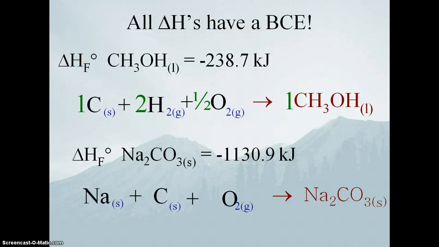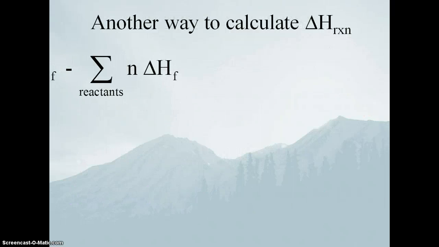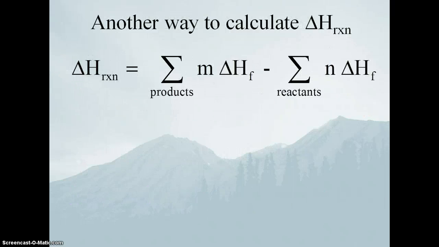And then I have to balance it. I have to put a 1 in front of that sodium carbonate, and the spacing's off a little bit. I apologize. So I put a 2 there, a 1 there, and a 3/2 there. And she is balanced. Now, one of the cool consequences of this, and this is going to be a little tough, is another way of calculating the delta H of some reaction.